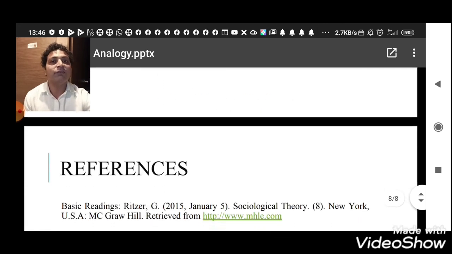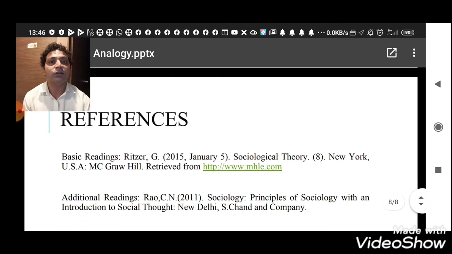Further, I leave it up to you to refer to these. You can refer to George Ritzer's book, which I put up on Google Classroom. And you can also read through C.N. Shankar Rao's book on Principles of Sociology. Both of these will cover this particular topic, and I'm sure once you read, you will understand this much better.